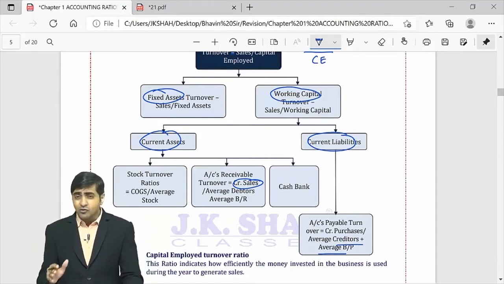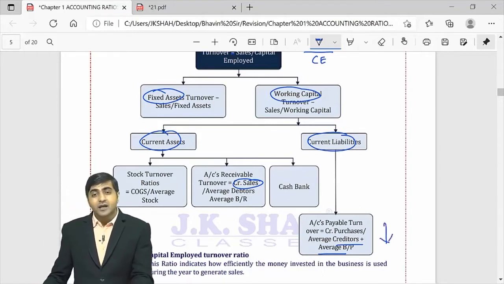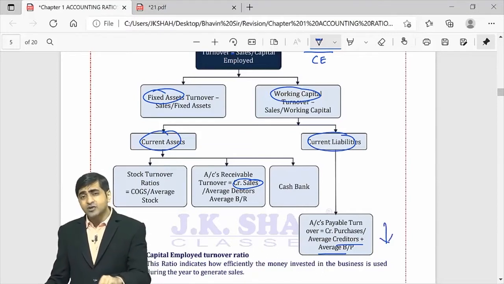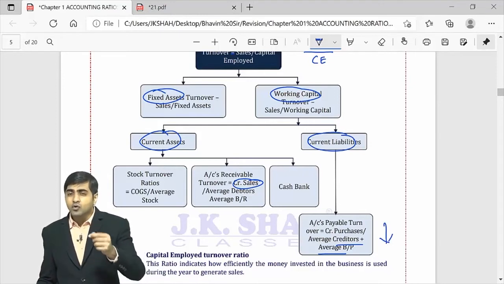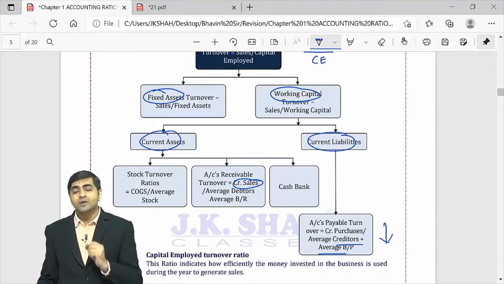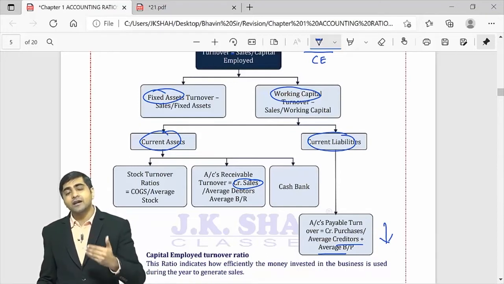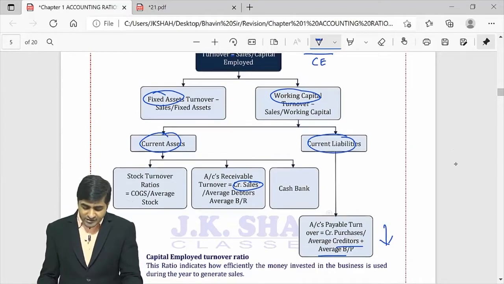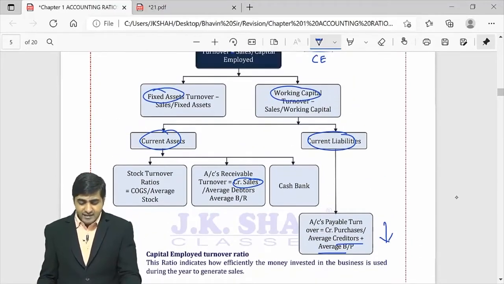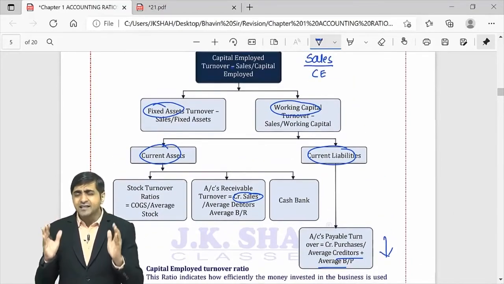Now my dear students, out of these turnover ratios, there is only the creditors turnover ratio which should be lower, the better. Because if your creditors turnover ratio is lower, it means that you are making the payment a lower number of times in a year, which means that more credit is being offered to you, so your creditors payment period is relatively higher.